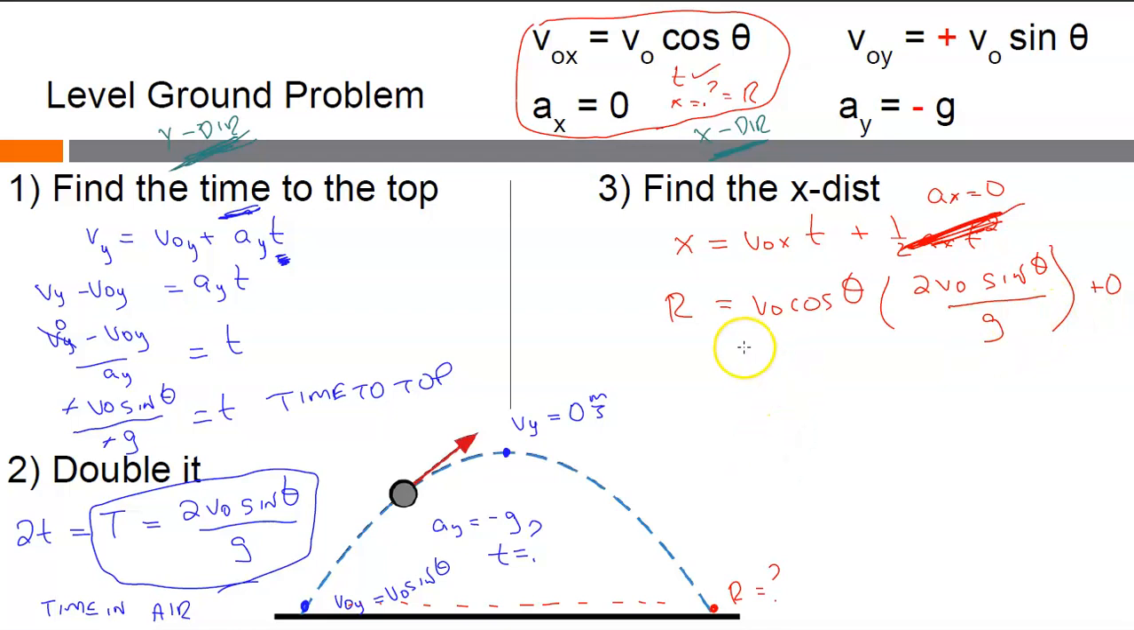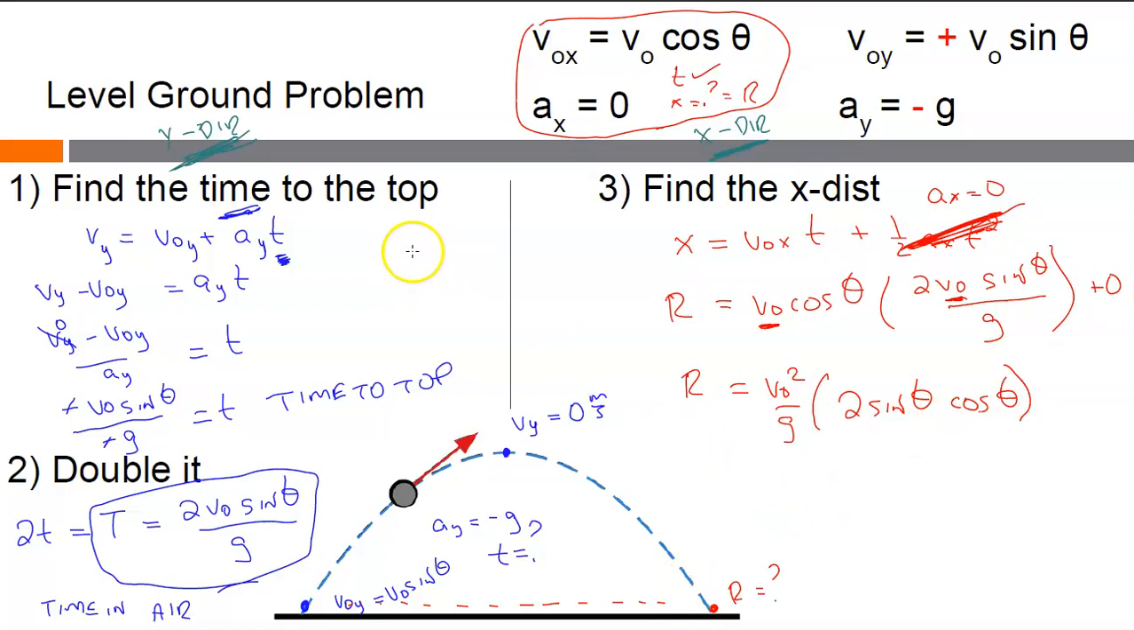All right. I'm looking at this, wondering if there's any way to clean that up. And I see that I'm multiplying a v naught here times a v naught there. So that would be a v naught squared. You got that g on the bottom. What's left? I got a cosine, I got the 2, I got a sine theta, and there's a little trick that we can pull here. That is a trig identity.